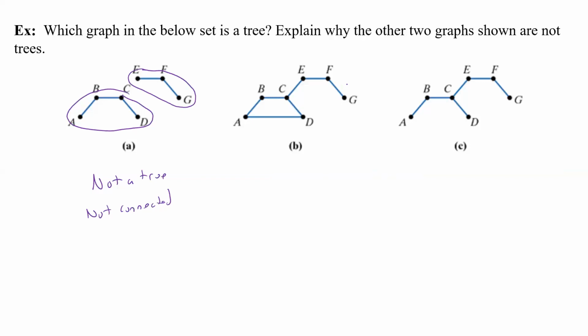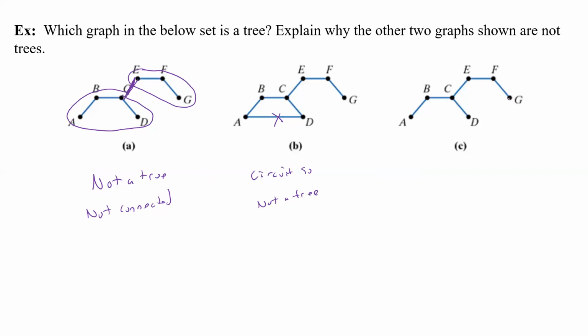Okay. Now what about this one? Well, here we can follow it, but notice we end up having this circuit down here. So because we have a circuit, it's not going to be a tree either. Now, how could we make the first one a tree? Well, we could add that line in, for instance. How could we make this one a tree? Oh, we could delete that line, for instance.